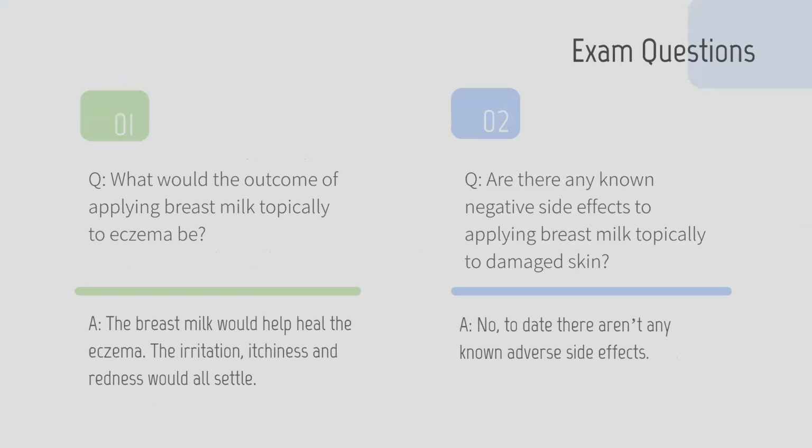The 2 exam questions that we came up with are, what would the outcome of applying breast milk topically to eczema be? And the answer to that is breast milk would help heal the eczema. The irritation, itchiness, and redness would all settle. And then also, are there any known side effects to applying breast milk topically to damaged skin? And the answer to that is no. To date, there aren't any known adverse side effects.